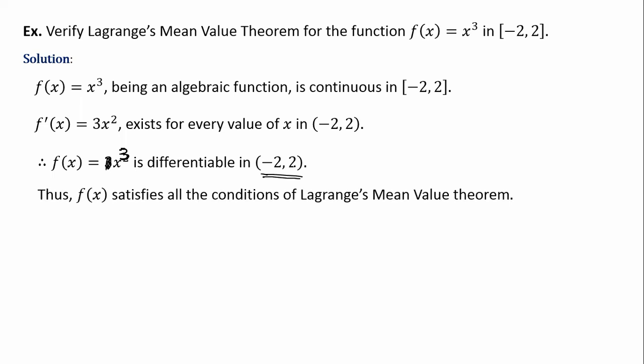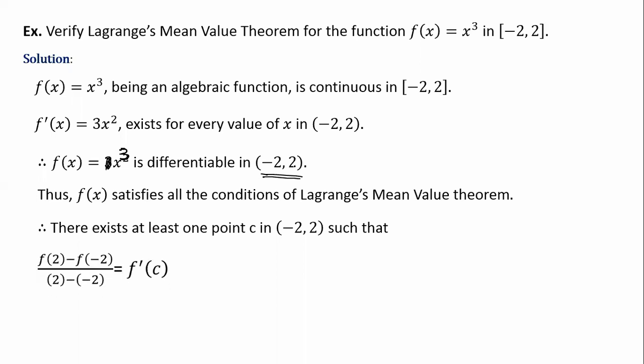Thus, f(x) satisfies all the conditions of Lagrange's mean value theorem. Therefore, there exists at least one point c in the open interval (-2, 2) such that (f(2) - f(-2))/(2 - (-2)) is equal to f'(c). So I think you have understood.